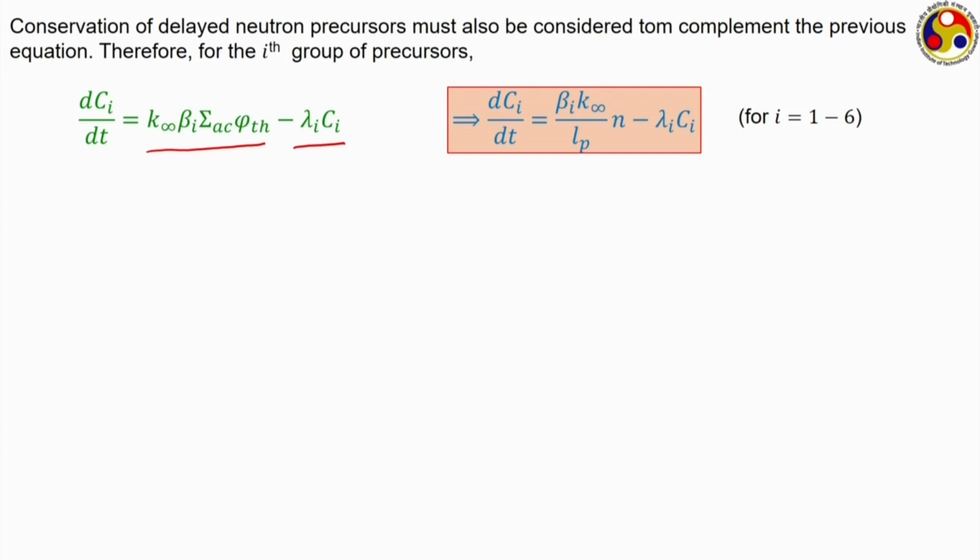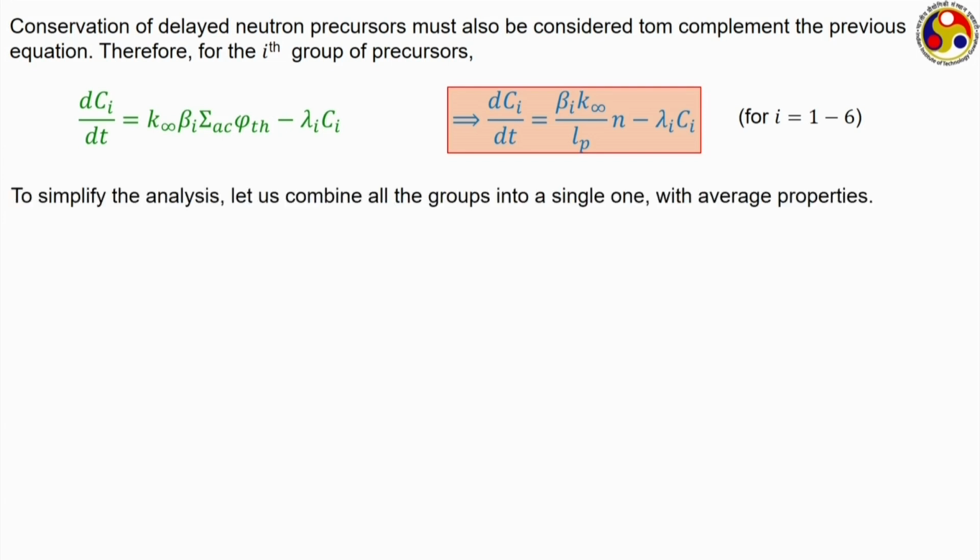And so, we can rewrite this into this form where i can vary from 1 to 6. Actually, if we consider an 8 group model, then i will vary from 1 to 8, but generally the 8 group model is quite complicated. In 6 groups itself we have to deal with 6 different precursor groups and their properties. In 8 groups the complexity is even more. So, we generally stick to the 6 group model. But here we are going to do a very simple analysis.